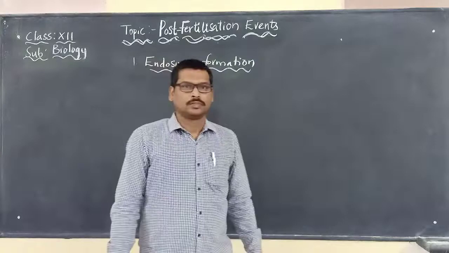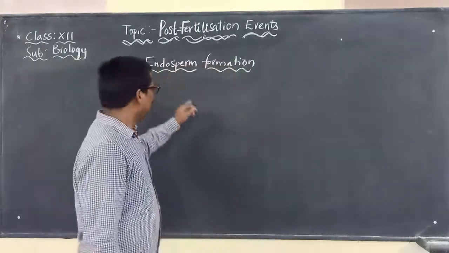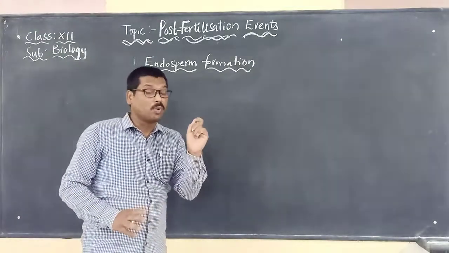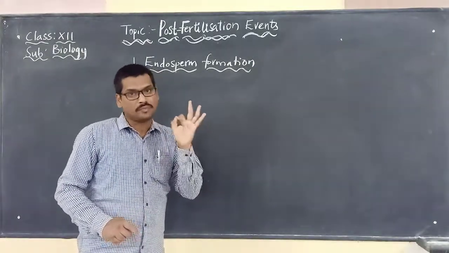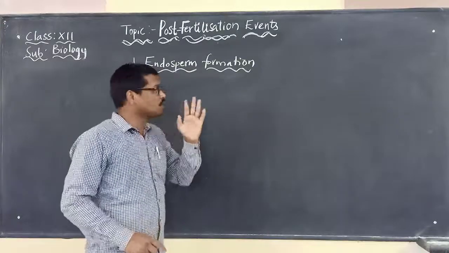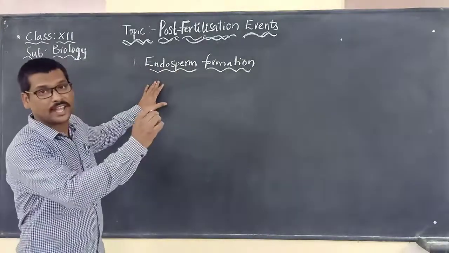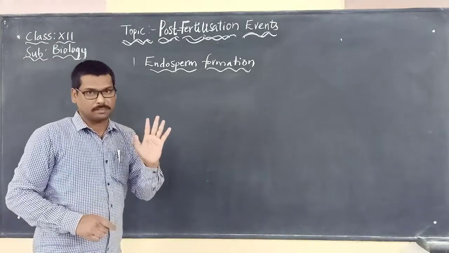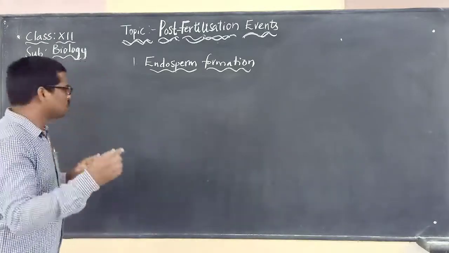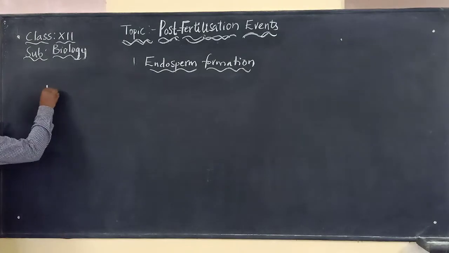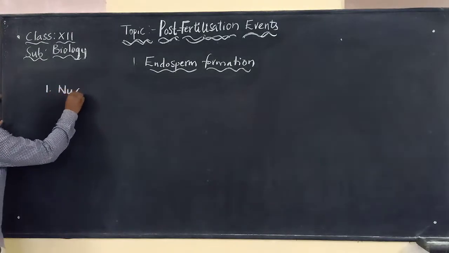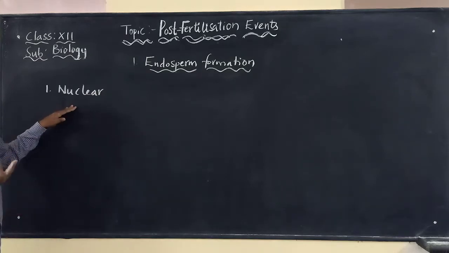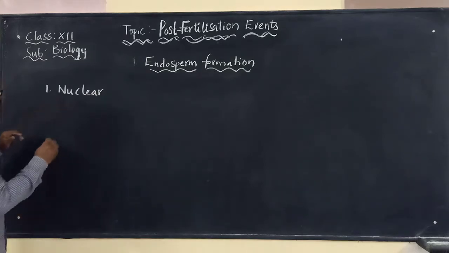Different types of endosperms. Here we are going to discuss different types of endosperm based upon the mode of formation. Depending upon the mode of formation, there are three different types of endosperm. So, what are those three different types? The first type is called the nuclear endosperm, otherwise free nuclear endosperm.